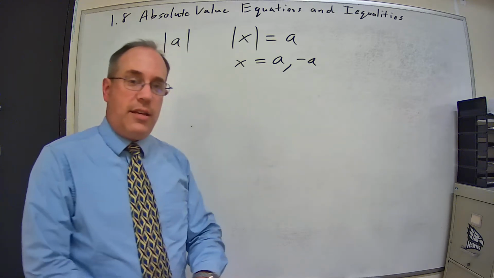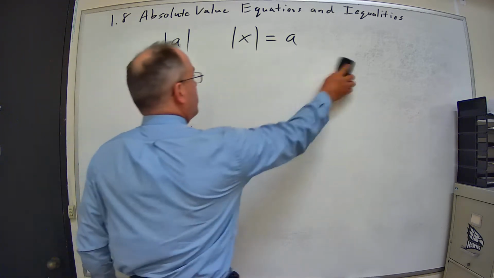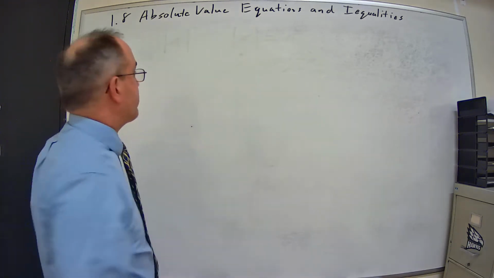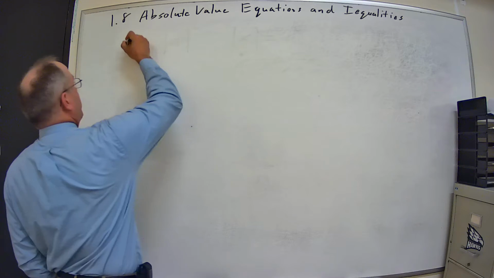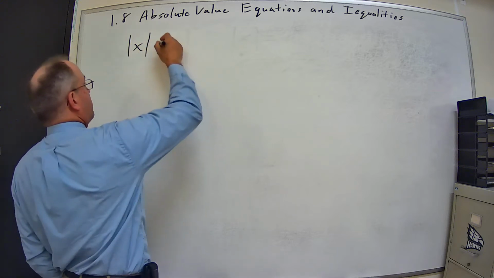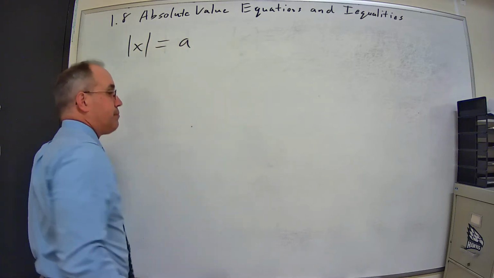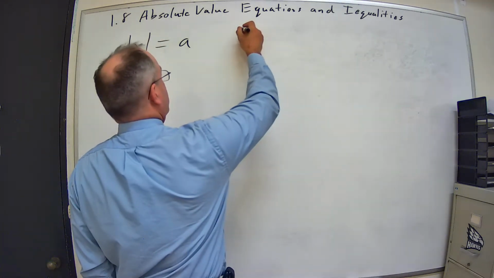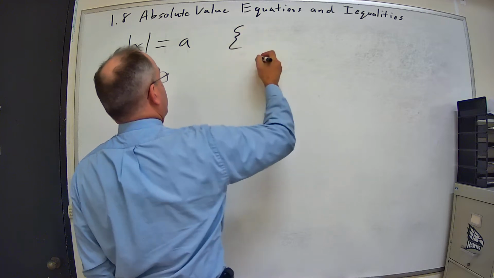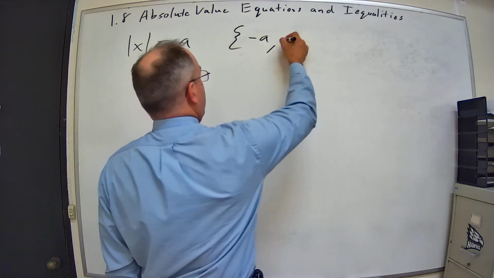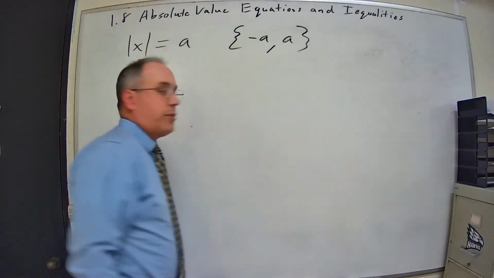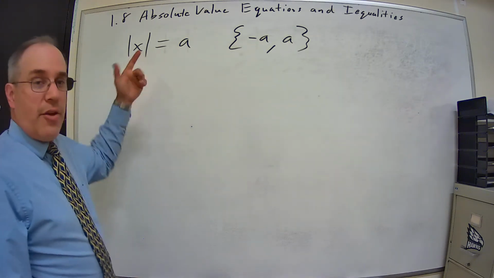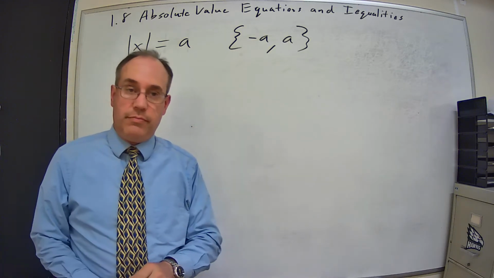So we're going to start into it. Let's look at what this means for solution sets, looking at both equations and inequalities. So if I have the absolute value of X is equal to A, then my solution set is going to be strictly negative A and A, because we're saying it's equal to that, so there's only two possibilities. X is A or X is negative A. It takes out the sign.